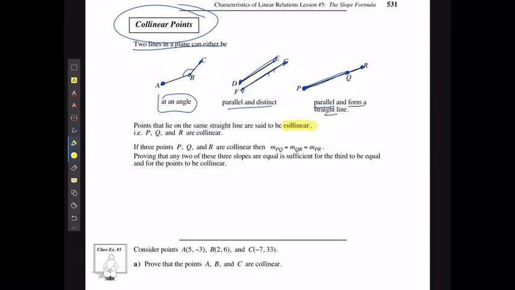So, if any 3 points, P, Q, and R, are collinear, then the slope of P to Q has to be the same as the slope of Q to R, which has to be the same as the slope of P to R. If I take any of the points and combine them, then the slope here has to be the same as the slope here, which has to be the exact same as the slope here.